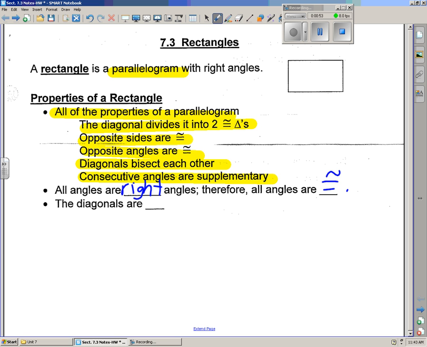And the diagonals also happen to be congruent. So these are two other properties that you have in regards to rectangles. So you should be able to do some algebra stuff with it as well as proofs.